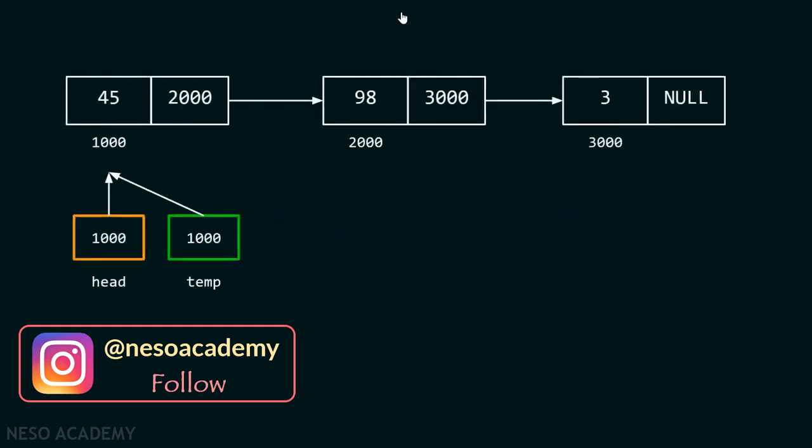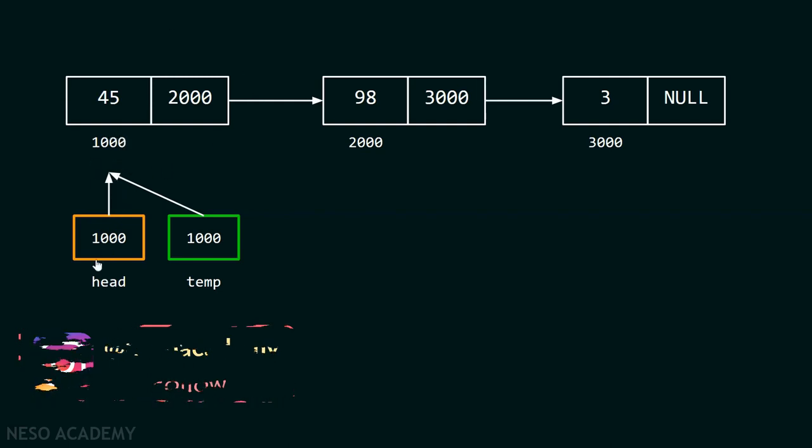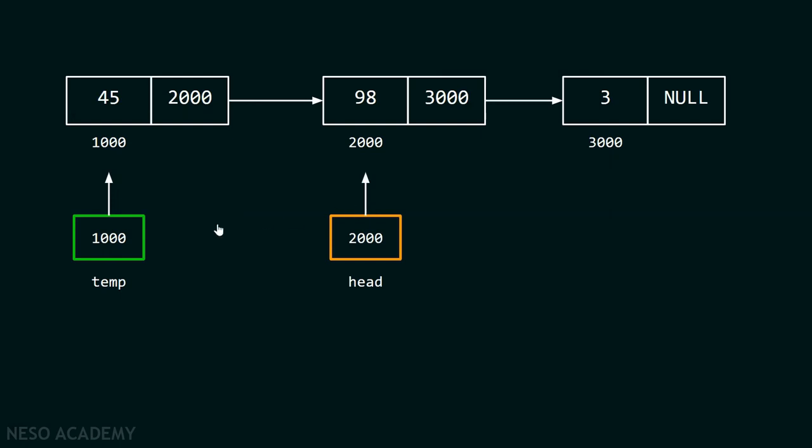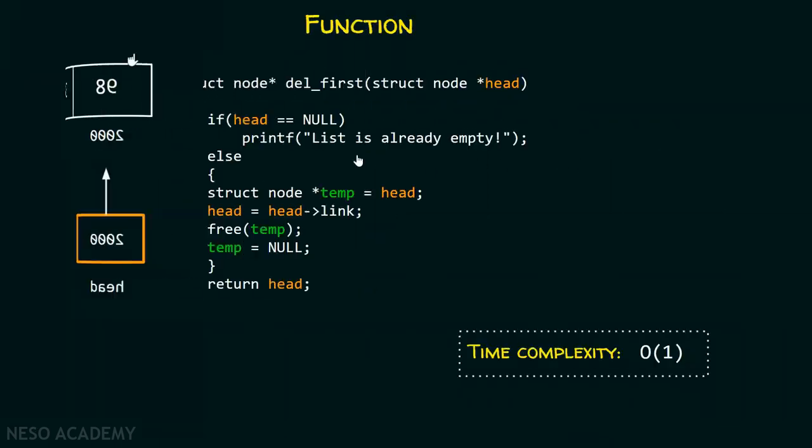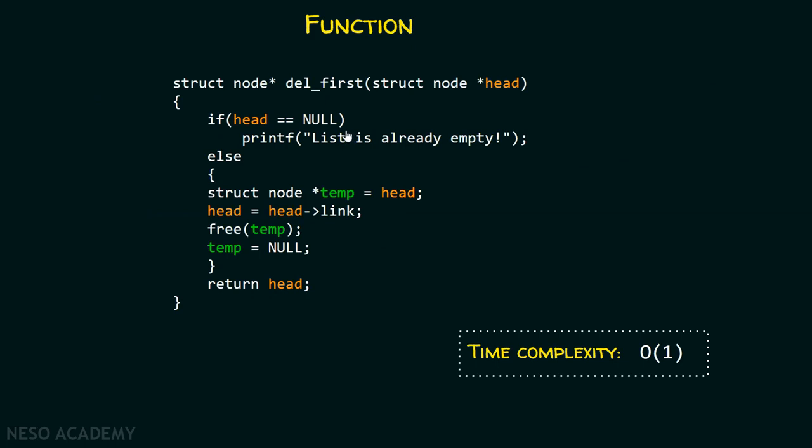I'm considering this particular example, and here you can see that the head pointer is pointing to the first node of this list. In order to remove this node, I have to move this pointer towards the right, and there must be some pointer which points to this particular node so that we can delete this node. After deleting this node, the resultant linked list looks like this. And here is the function which helps us in deleting the first node of the list.